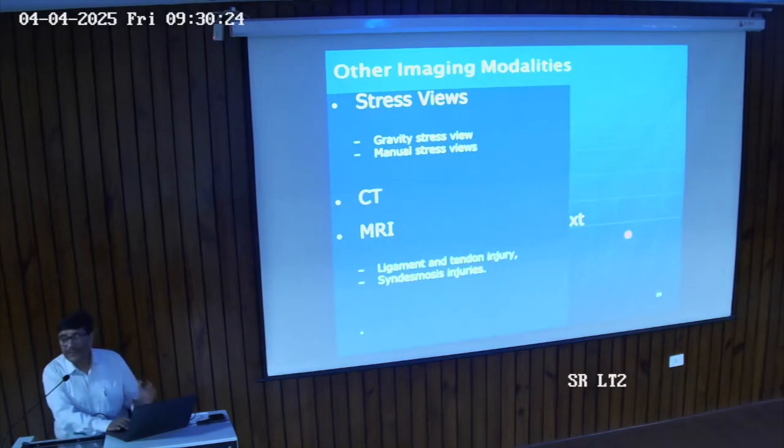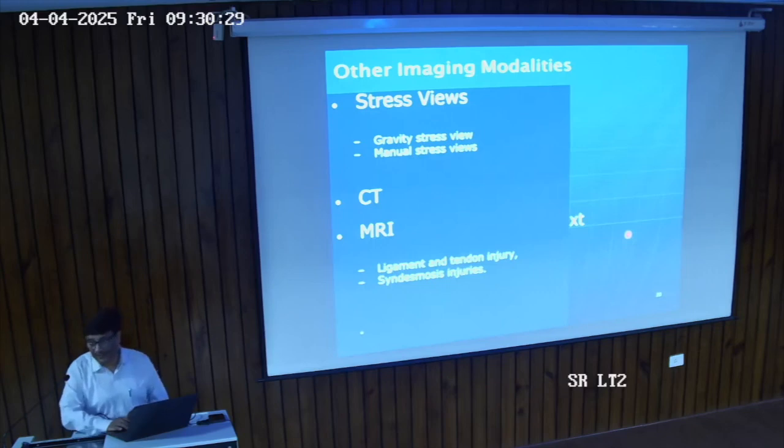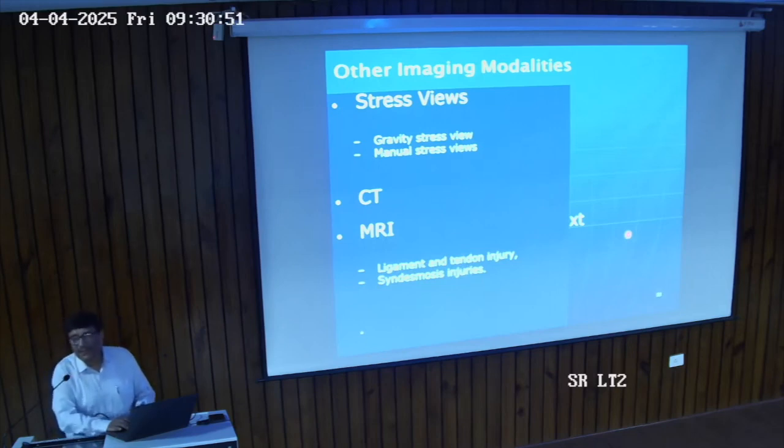Then besides AP, lateral and mortise views, sometimes we need to take stress views, because a good deltoid ligament injury you cannot see on the X-rays, but indirectly you have to assess. Despite the injury, there may be a normal medial joint space between the medial malleolus and the talus. So sometimes we suspect that there is an injury, but in the X-ray it doesn't show up. So we have to take the stress views.